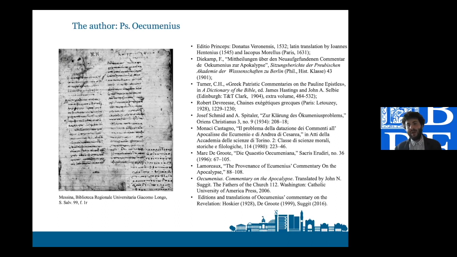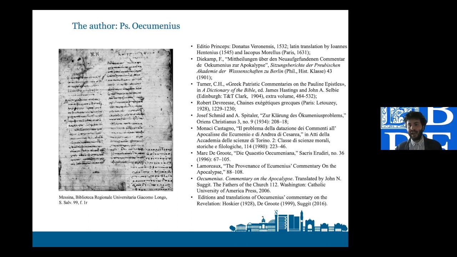So he's a layman, he's got two children and he's got a wife. So that's why Franz Diekamp proposed to distinguish between the 10th century bishop of Tricca and the 6th century author of this commentary on the Revelation. The majority of the scholarship tried to distinguish between three different figures of Oecumenius: the 10th century bishop of Tricca, the author of the commentary on the Revelation, and the author of the Catena on the Pauline letters and on the Acts.